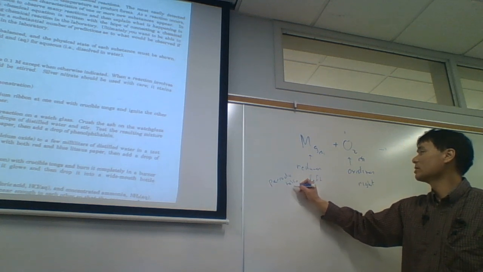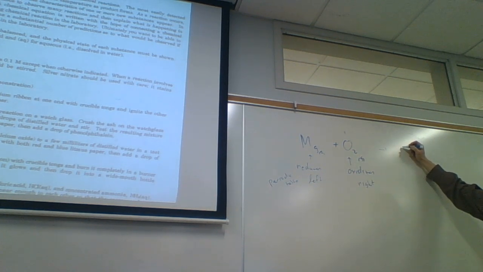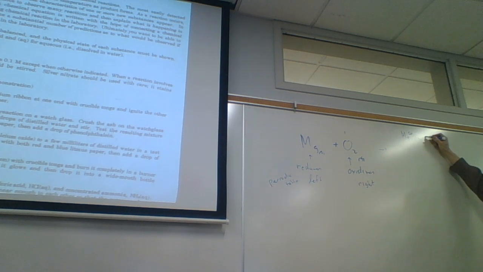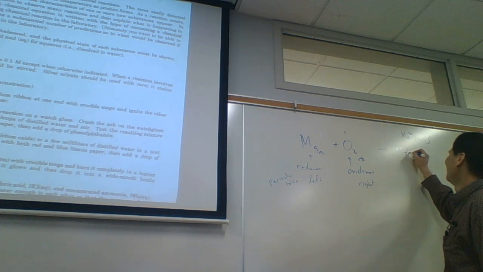And so we can predict what's going to happen. Magnesium loses how many electrons? Reducers lose electrons, oxidizers take. And so magnesium is going to lose how many? Two. Oxygen is going to gain how many? Well, each oxygen atom gains 2. So we have O2 minus. And so what we should form here is magnesium oxide, MgO.